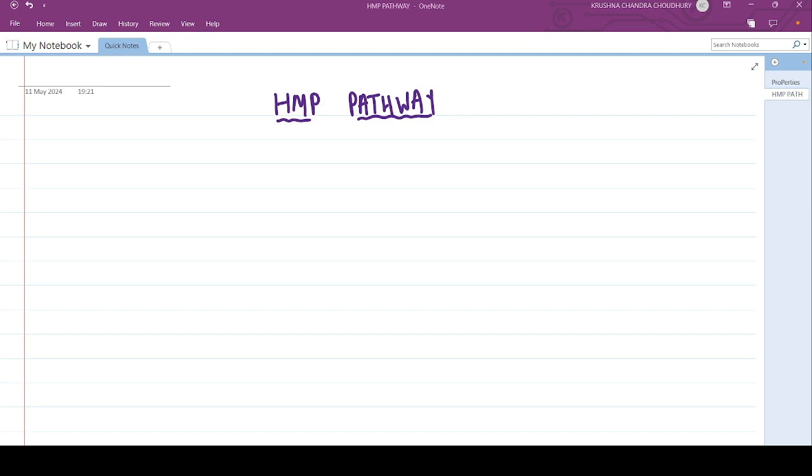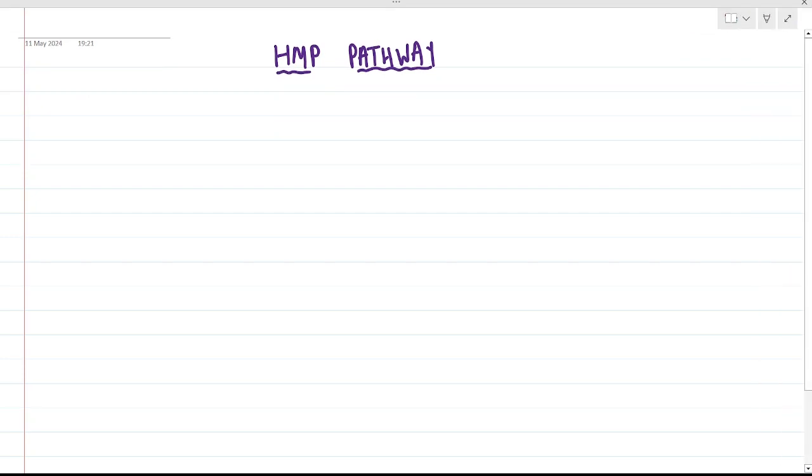Today we are discussing this important topic in biochemistry, the HMP pathway, or hexose monophosphate pathway. It's a very important topic. So let's go. We start with the other names of this pathway.